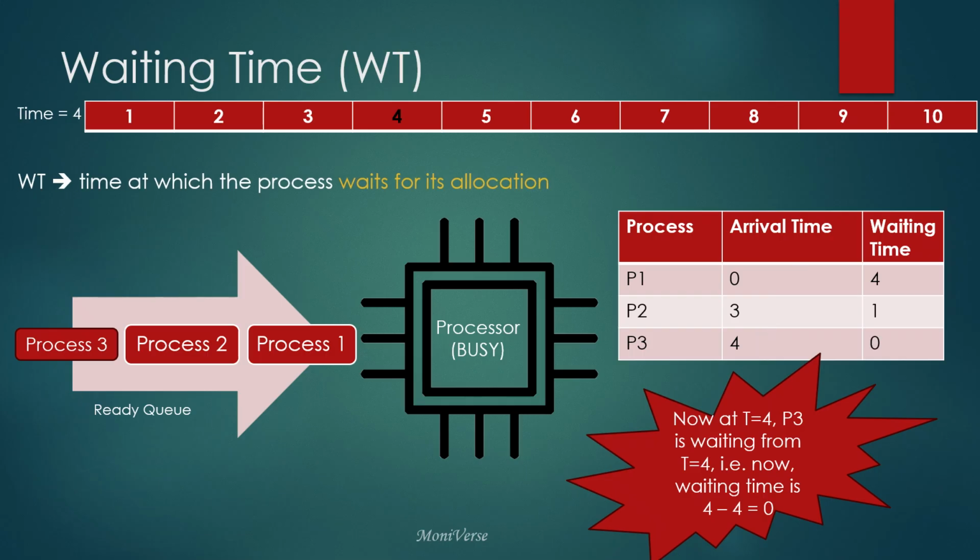Waiting time is nothing but how much time a process is waiting in the ready queue. We are considering time unit 4. We have not put any process into the processor, but at time 4 we have calculated the waiting time for processes 1, 2 and 3. Hope you have understood what waiting time is.